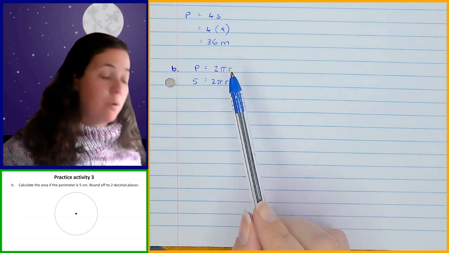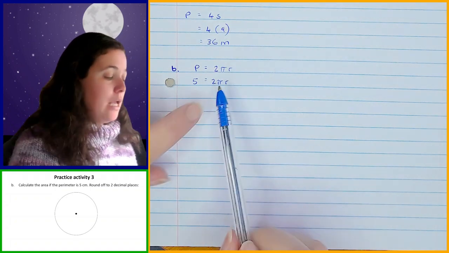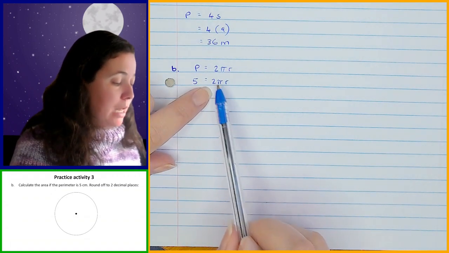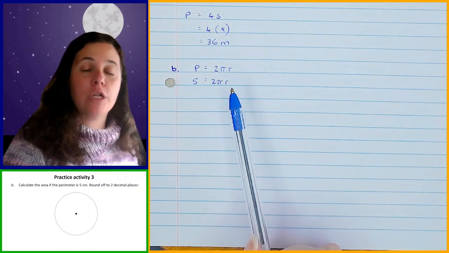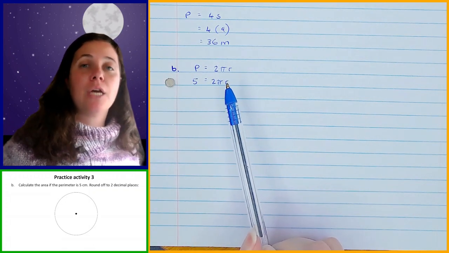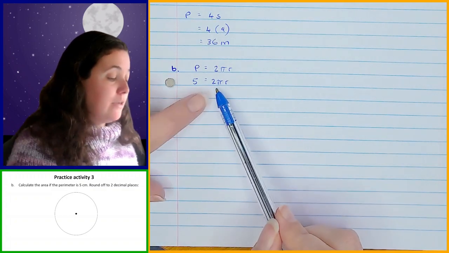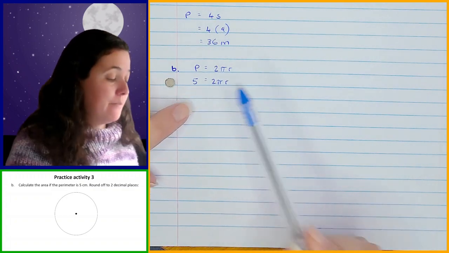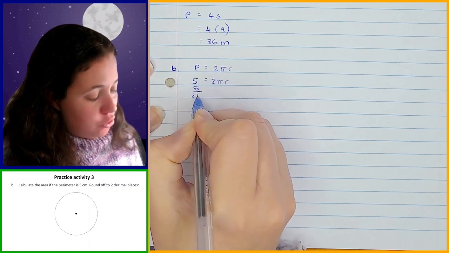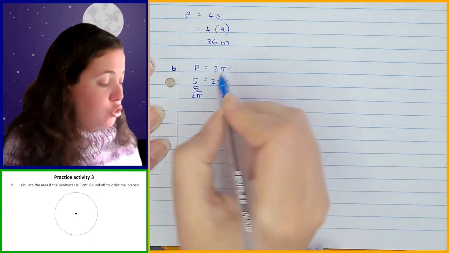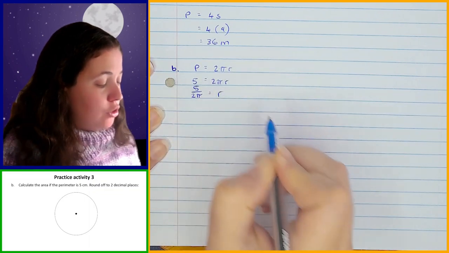So over here, if I want to get the r on its own, I want to get rid of everything else that's not part of r, okay? This is all being multiplied by the radius. Now remember, when I want to get the radius on its own, I want to divide by anything that is being multiplied by r. So I'm going to divide by the 2 and the pi. So that's going to give me this, 5 over 2 pi, or 5 divided by 2 pi equal to r.